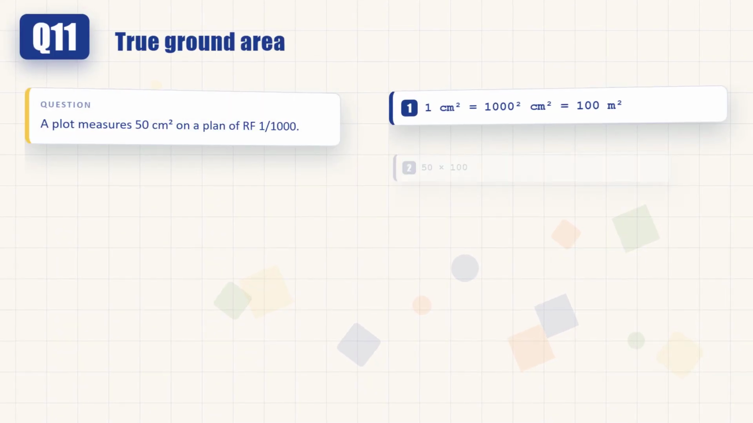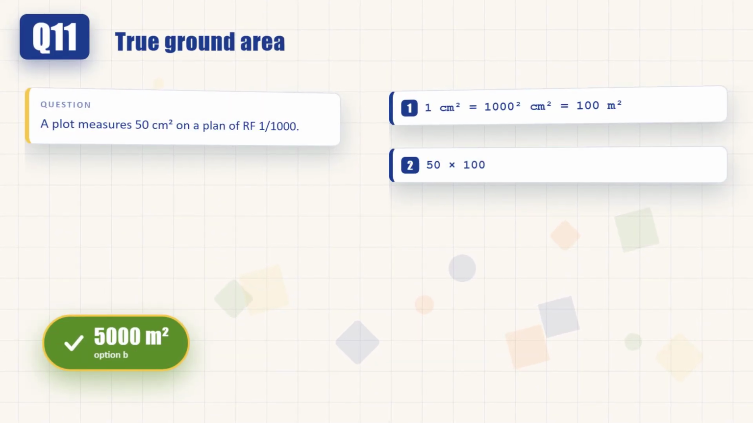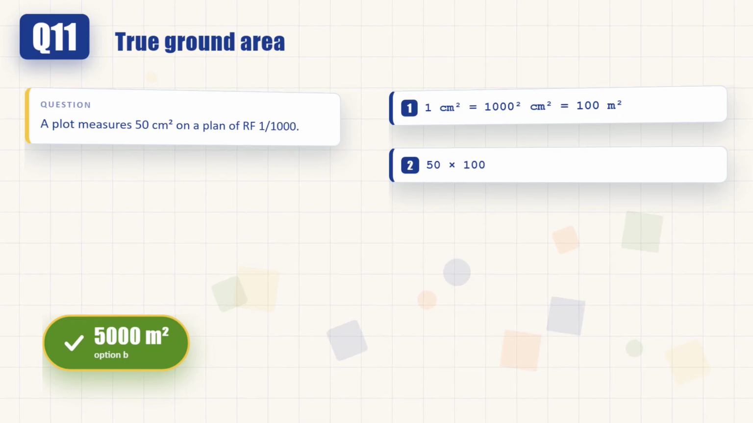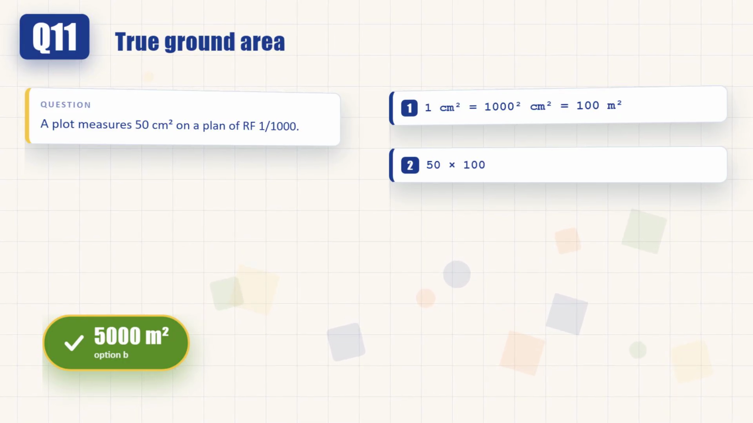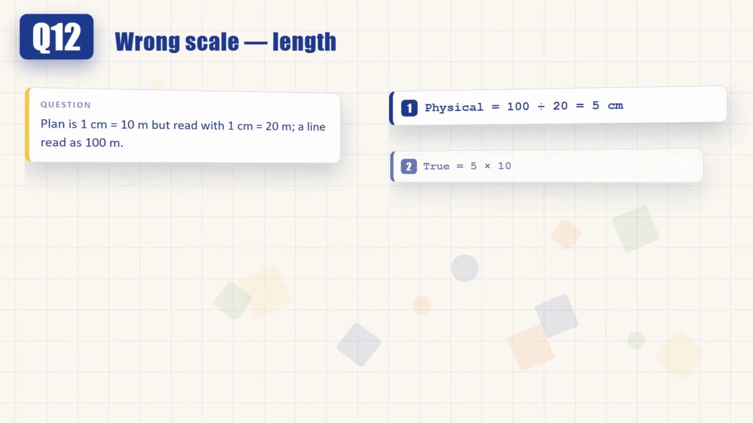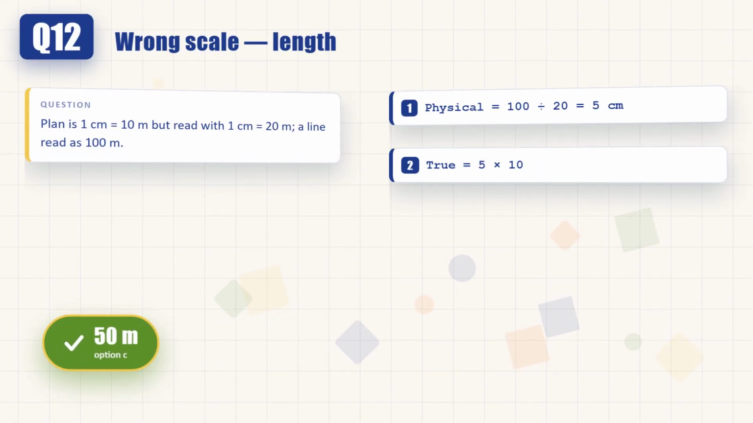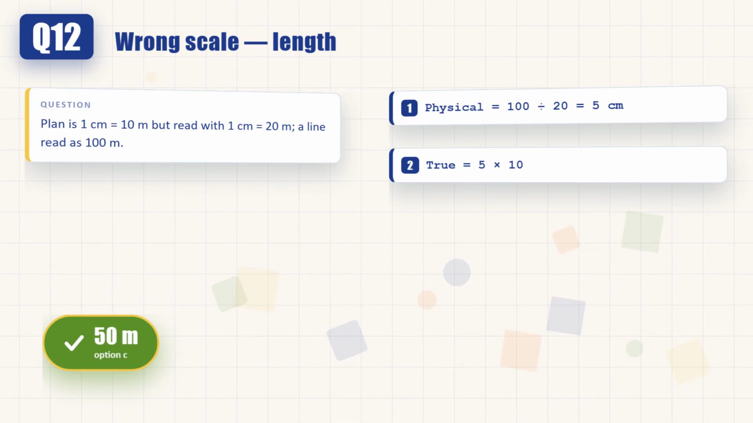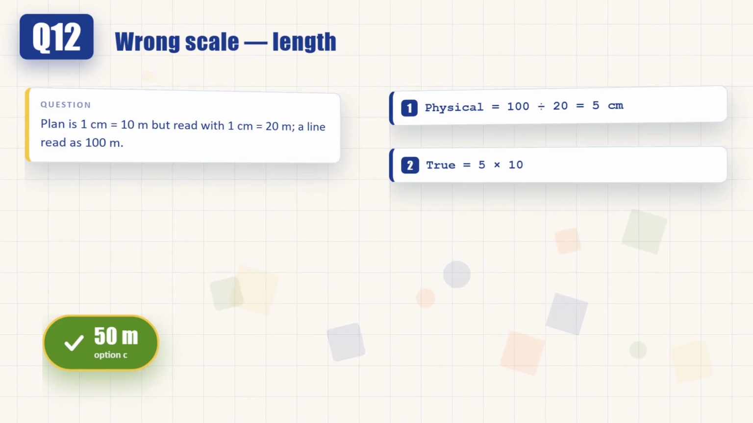Question 11. On an RF of 1 by 1,000, 1 square centimeter represents 100 square meters. So 50 square centimeters is 5,000 square meters. Option B. Question 12. The physical length on the plan is 100 divided by 20, or 5 centimeters. Now apply the correct scale. 5 times 10, 50 meters. Option C.